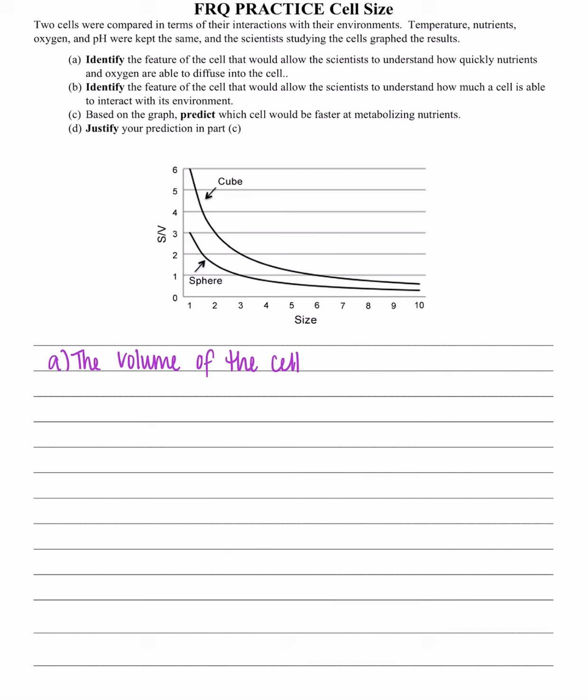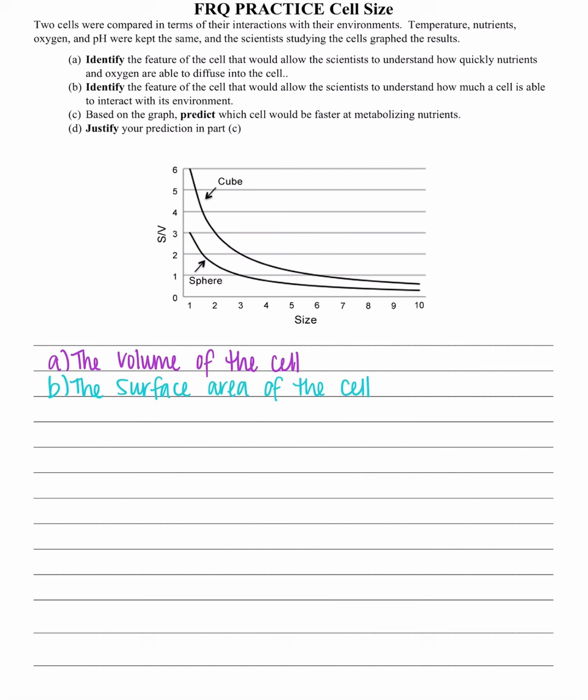Part B asks you to identify the feature of the cell that would allow scientists to understand how much a cell is able to interact with its environment. That is going to be the surface area. Remember, the surface area is what's actually touching the environment and is able to allow things to pass through that plasma membrane. So the higher surface area you have, the more it can interact with the environment. The smaller the surface area, the less it's able to interact with the environment.